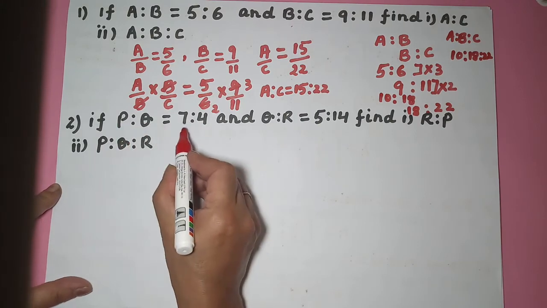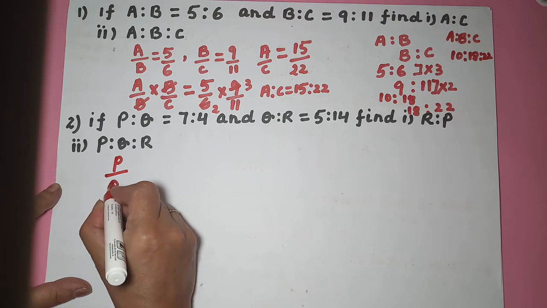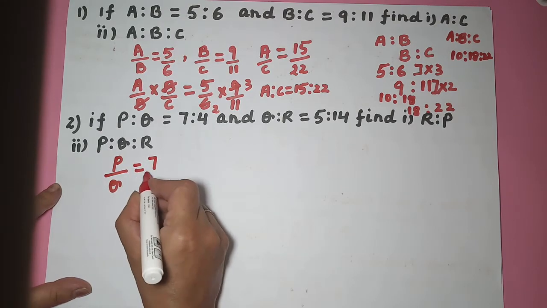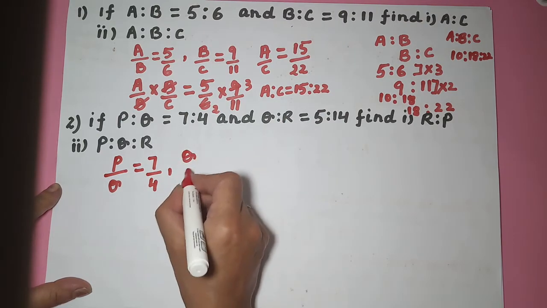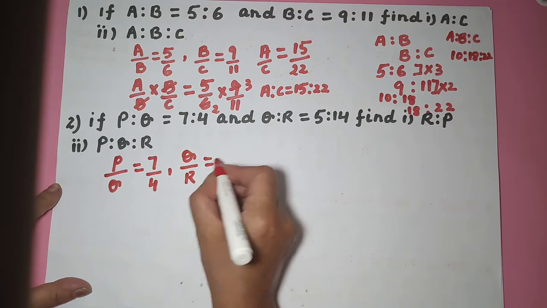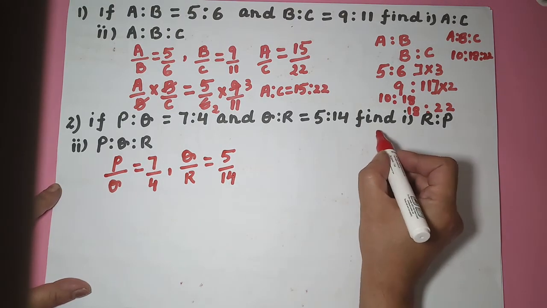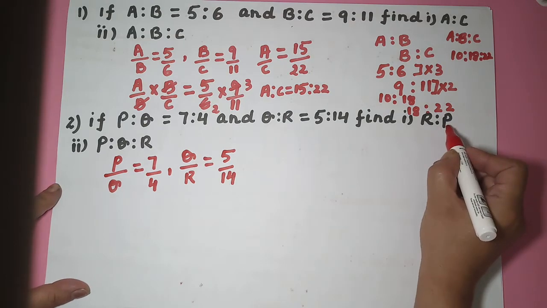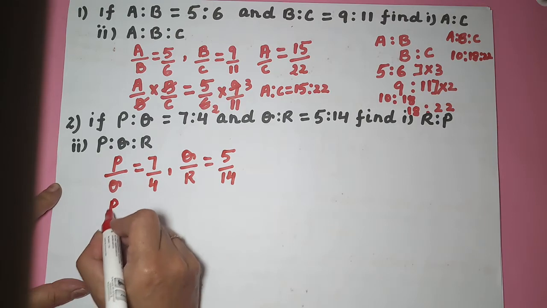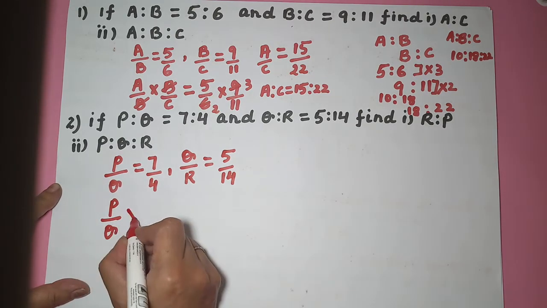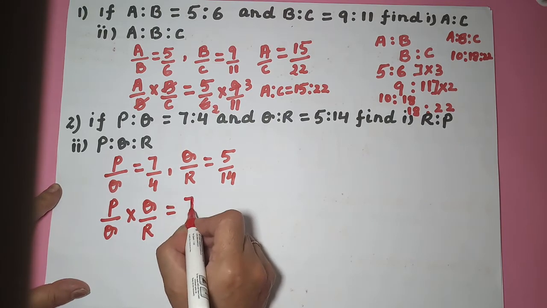Now P is to Q is 7 is to 4. So let's write P upon Q. How much is that? 7 upon 4. Then Q is to R. That means Q upon R is 5 upon 14. Now he wants us to find the ratio between R is to P. So what will we do? We will multiply these. Left hand side will multiply together and then right hand sides will multiply together.